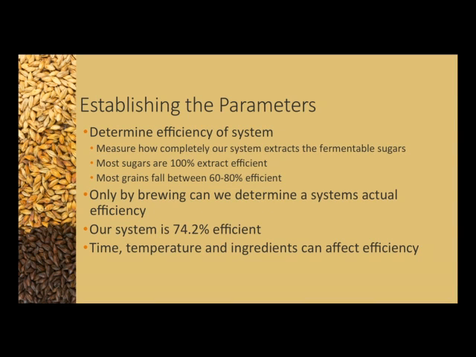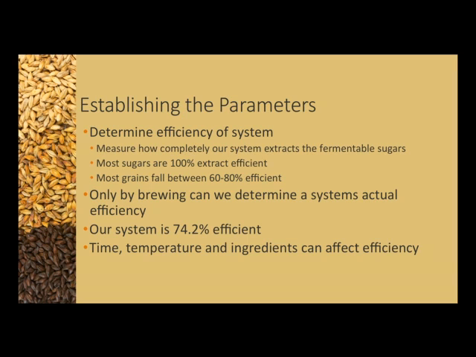Next, we need to determine the efficiency of our system. This step is a little more complicated because it requires us to have some experience with the equipment we are using. What we are measuring is how completely our system completes the extraction of fermentable sugars from the mash. While some fermentables like table sugar are 100% extract efficient, most grains fall between 60 and 80%. Only by actually brewing on a system can we know for certain how well it performs.